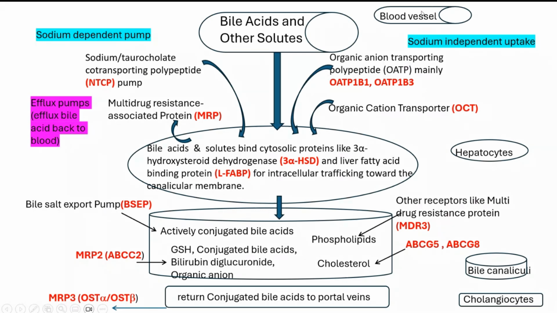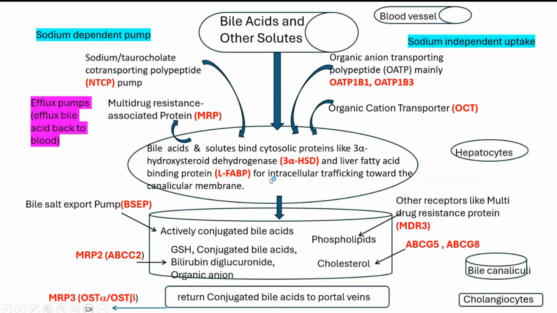From the blood vessel, bile acids and other solutes are taken into the hepatocytes. There are two different methods: sodium independent uptake and sodium dependent uptake. These use different transporters. OATP is a transporter, NTCP is a transporter, MRP is an efflux pump, and OCT is a transporter through which all these bile acids and other solutes are taken into the hepatocytes.